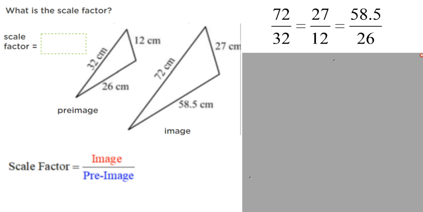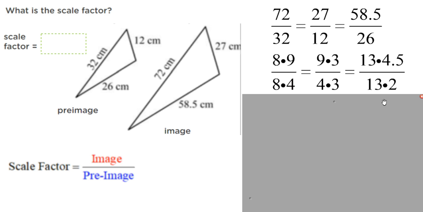Our last ratio, because we have a decimal in the numerator, might be a little bit tricky to think about the common factors to divide out. So we think about the denominator, which might help us. 26 comes from 13 times 2. And I could use 13 to make 58.5 by multiplying it by 4.5. So technically they do have a greatest common factor of 13 we can divide out.